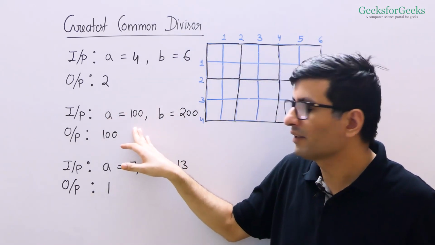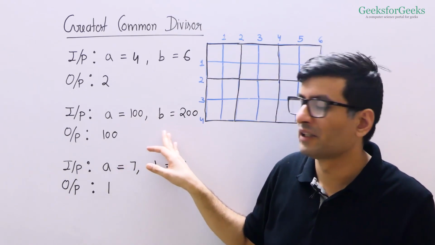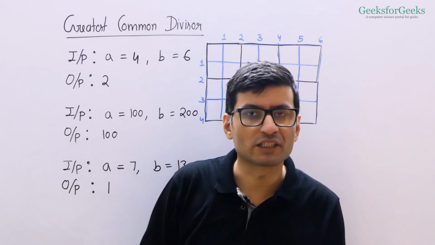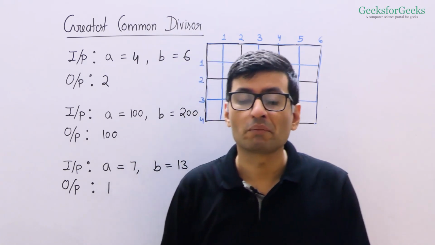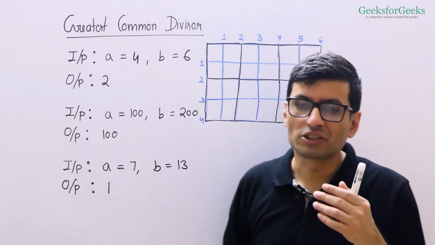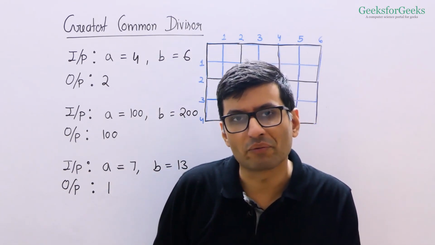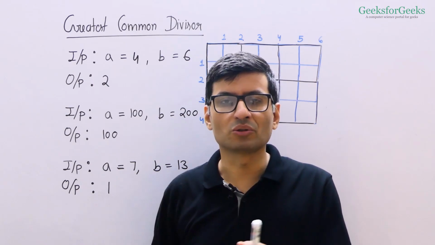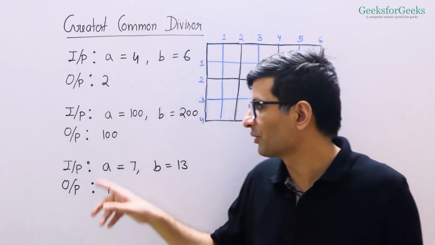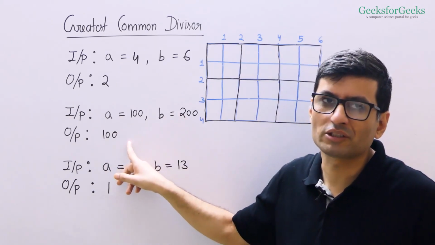Let's see this example. a is 100 and b is 200. There are many numbers that divide both of them. 2 divides both of them, 5 divides both of them, 10 divides both of them. But the largest number that divides both of them is 100. So this is an example where one number divides the other number. In those cases, the output is the smaller number that divides the bigger number. So 100 is dividing 200, so our output is 100.